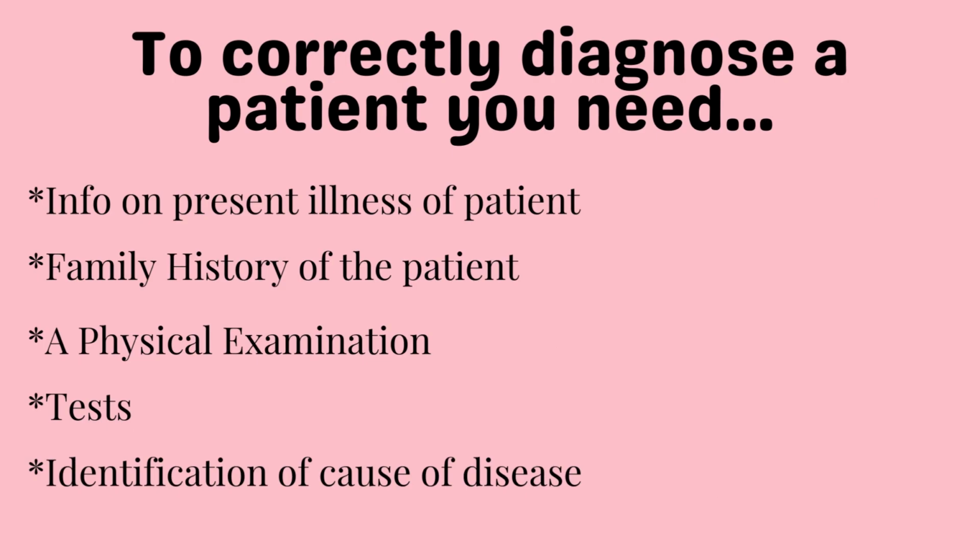To correctly diagnose a patient, you need to gain information from the patient. First off, you need info on the present illness of the patient, when it started, any change in diet or behavior, etc. Family history is also very important. From the family's history, you can learn if there are any genetic diseases that might affect the patient, or if the patient has been in close contact with any sick people.